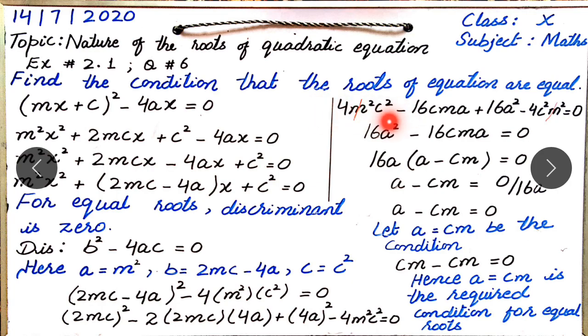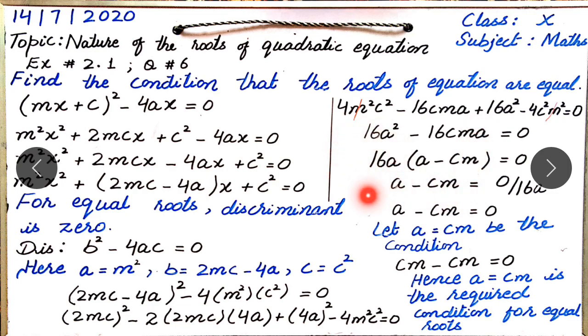2 2s are 4, m square c square. Then all of this is written here. After multiplication, 2 2s are 4, 4 4s are 16. Here like terms have been cancelled and we have the shrunk form as a result. For further simplification, we can take 16a common. So a is left inside and minus cm is left inside.